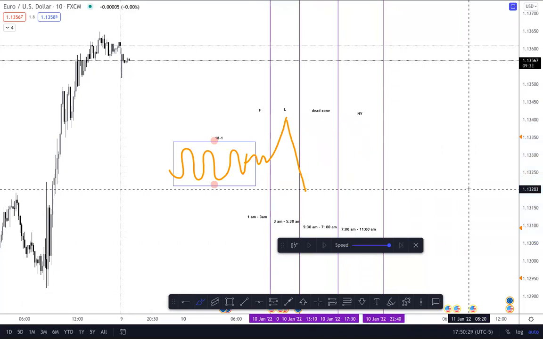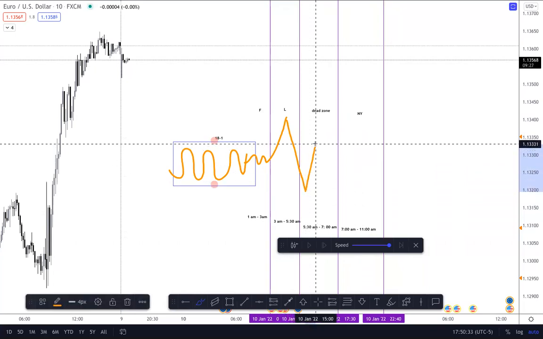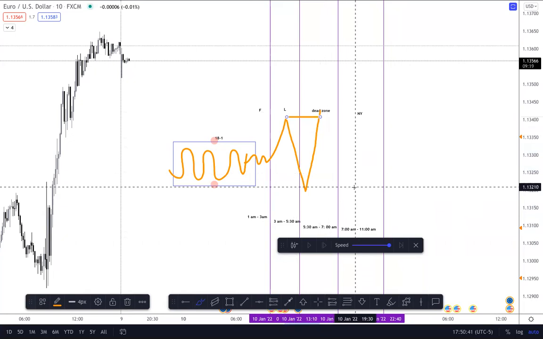What else do we have? Let's pretend that the dead zone actually took out London highs, right? Or London lows, but we're just going to stick with this perspective. We took out London highs. We had a liquidity grab, right?